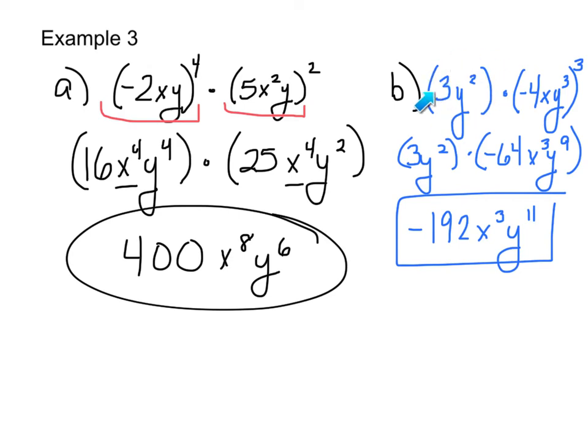We start off by looking here, and we don't do anything with the 3y to the second, it comes down. We then take negative 4 to the third power, which is negative 64, 1 times 3, which is 3, and 3 times 3, which is 9. We then multiply negative 64 by 3, that gives me negative 192. X to the third, well, there's no x value over here, so that just comes down as x to the third. And then we add the y powers, which gives you y squared times y ninth. That gives you y to the 11th. We add the powers together.